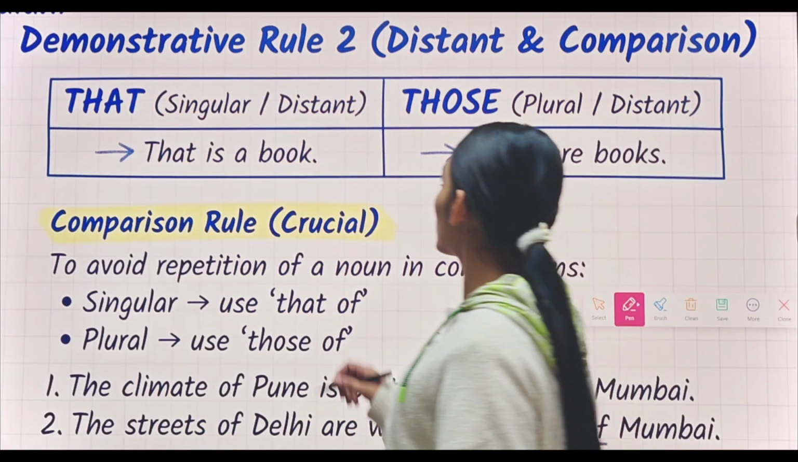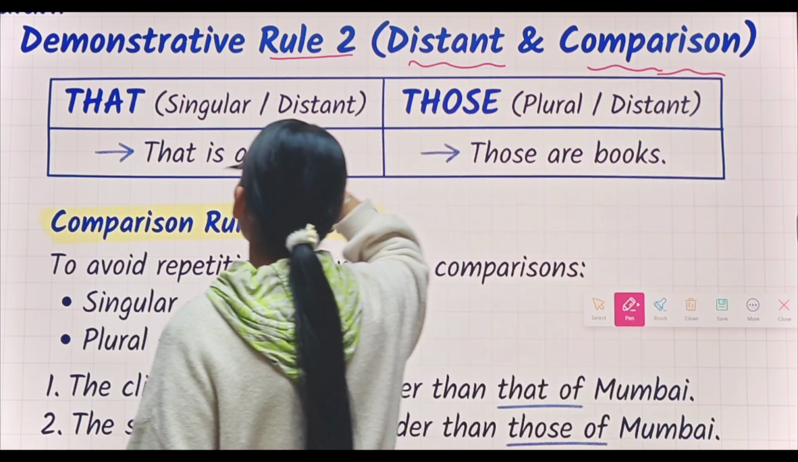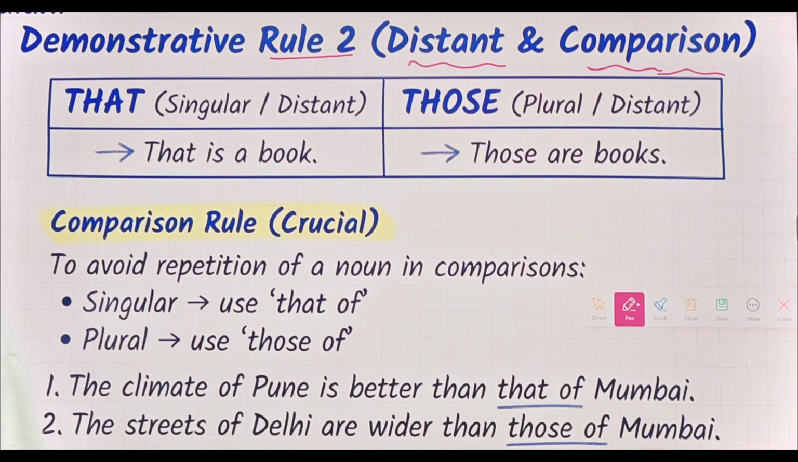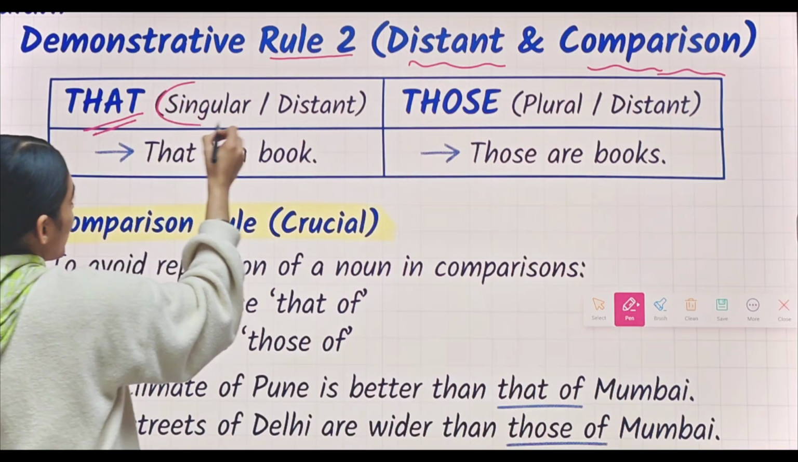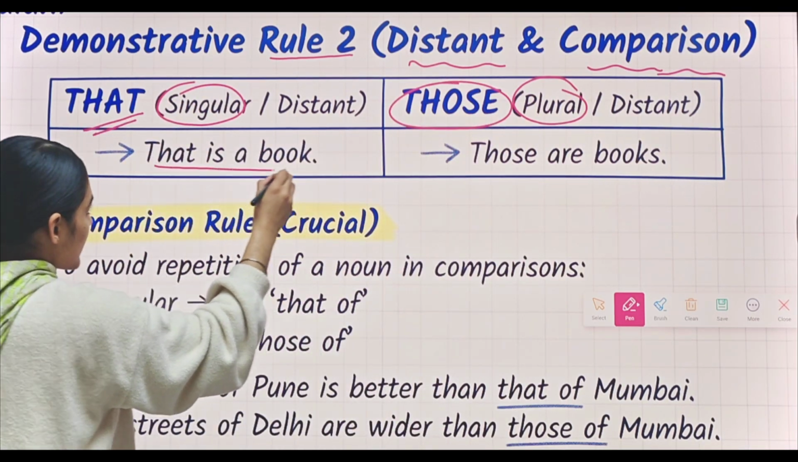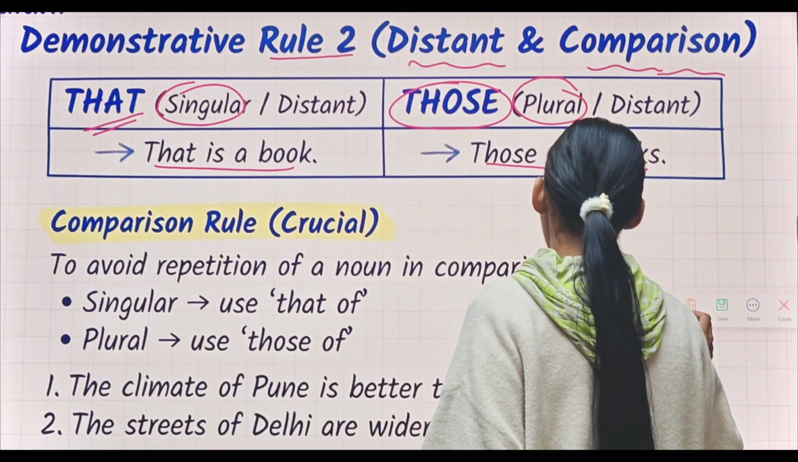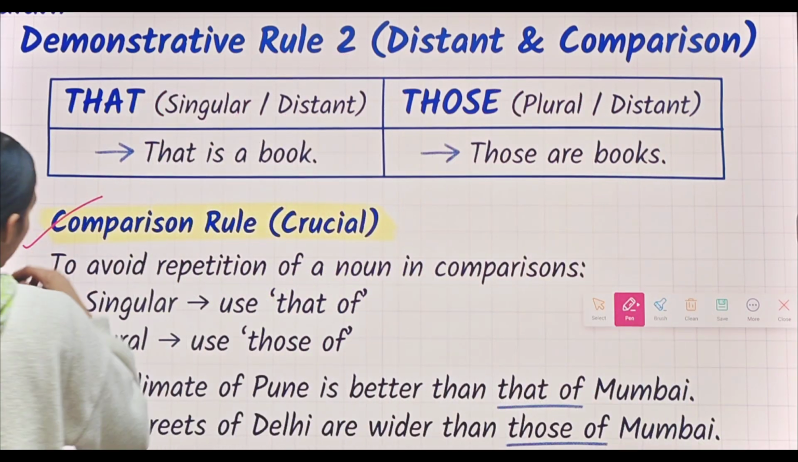Yes. Now let's see rule number 2 for demonstrative pronouns: distant and comparison. For distant objects we will use that in the singular form, and in the plural form we will use those. So that is a book, and in the plural we have those are books. Now let's see the comparison rule.